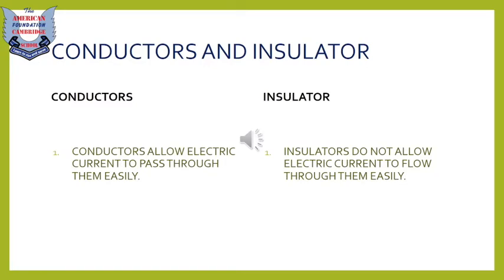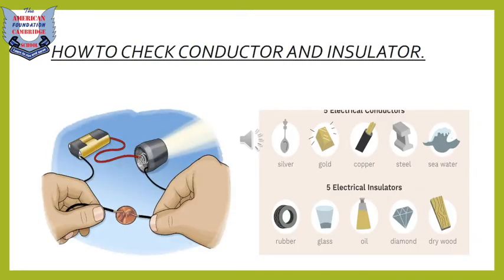Now we have conductors and insulators. You all must have learned about conductors and insulators in your previous classes. Conductors are the objects which conduct electricity, which allow electric current to pass through them easily, while insulators are the objects or things that do not allow electric current to flow through them easily.